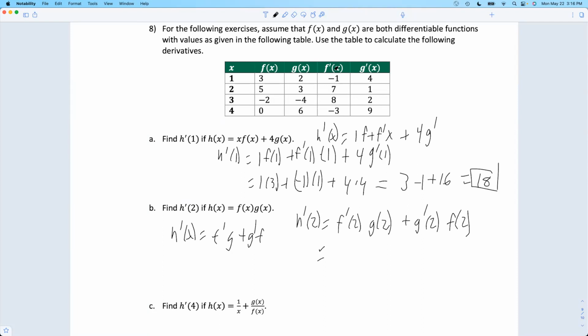F prime of 2, that's 7. G of 2, regular old g of 2 is 3. G prime at 2, right there, that's 1. And then regular old f at 2 is 5. So 21 plus 5, I think we get 26.